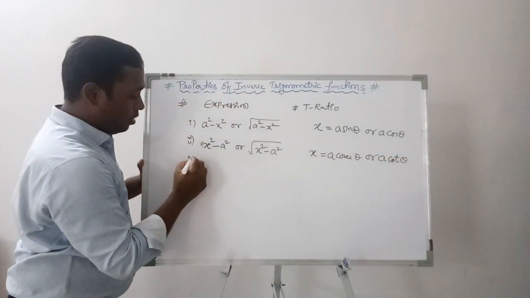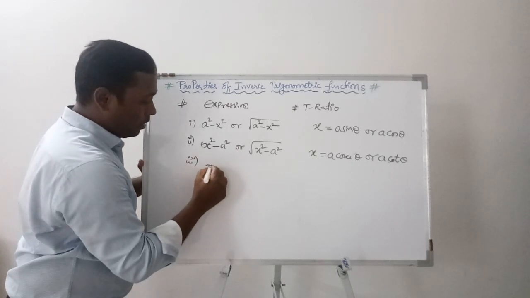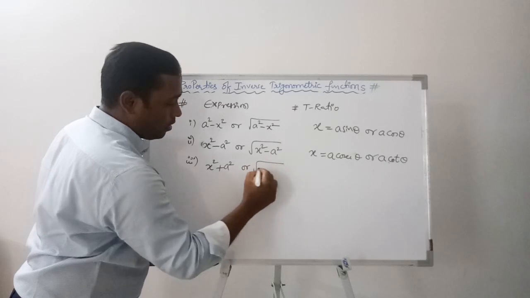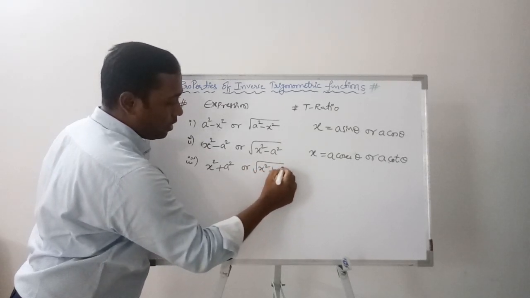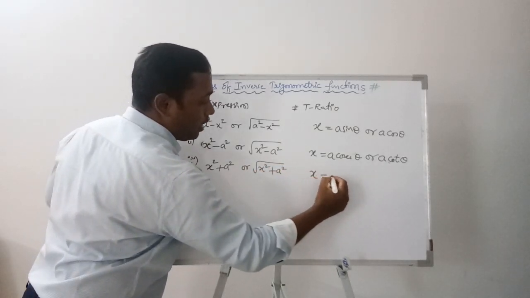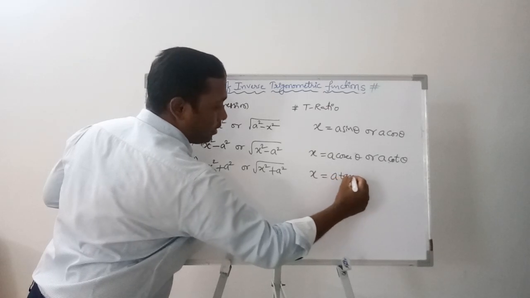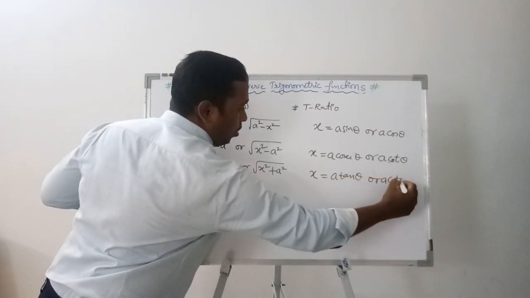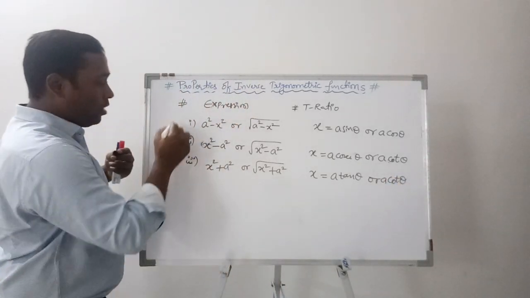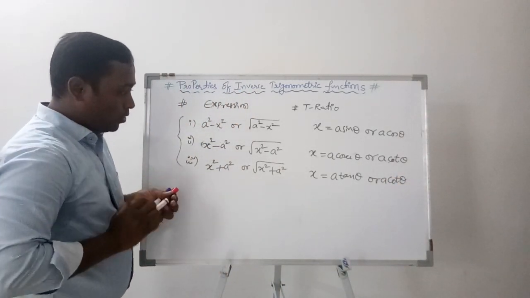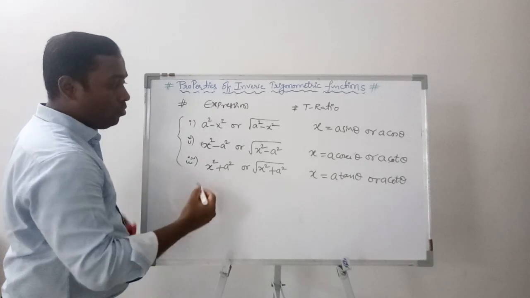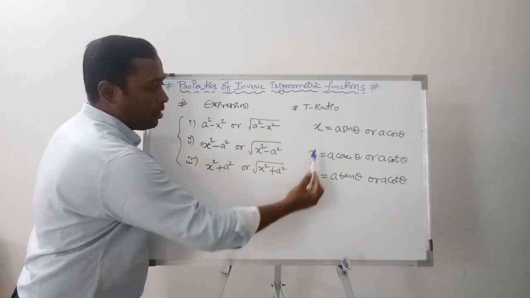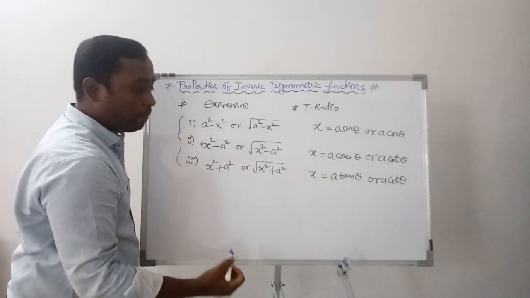Now you have understood the way I am using this. The third expression: if the addition of these two variables is there, like under root of x square plus a square, then we'll go for x is equal to a tan theta or a cot theta. So these are the fundamental expressions where we need to go with the substitution method. While using the substitution method, the specific t ratio will work.